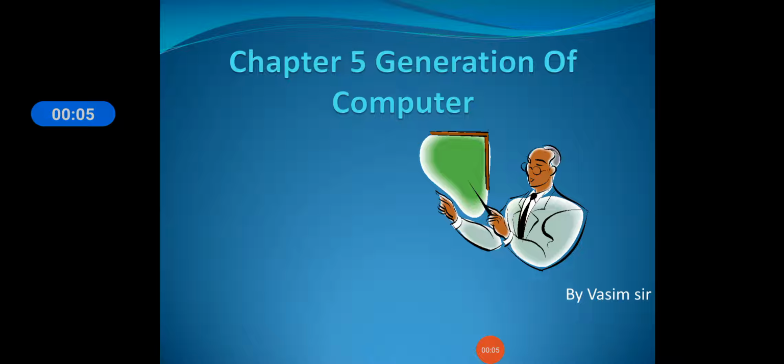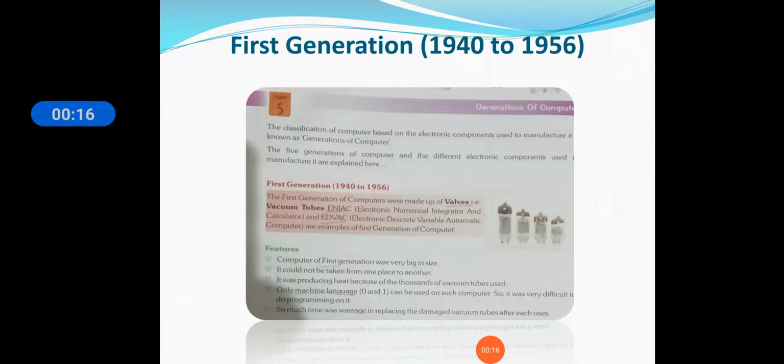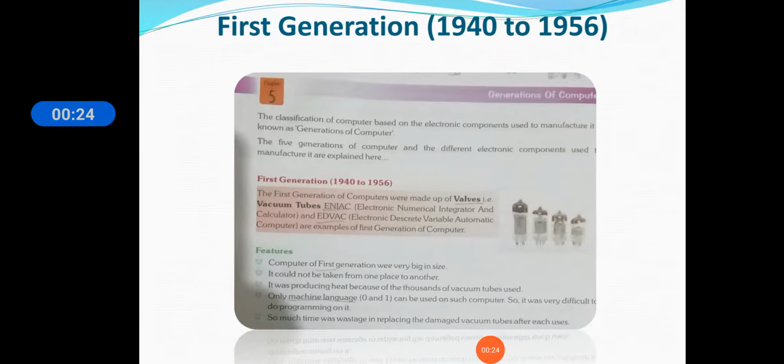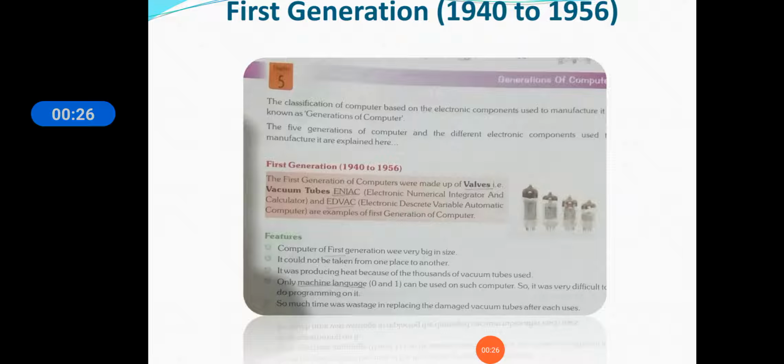Today we are going to start generation of computers. In the previous lecture we have seen generation of computers, okay? First generation we have seen. Now what were the first generation computers? It started from 1940 to 1956, right? So this was prepared through valves. So valves and vacuum tubes were used in the first generation of computers.